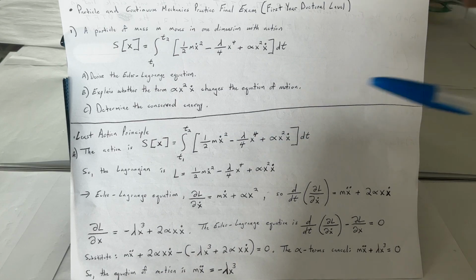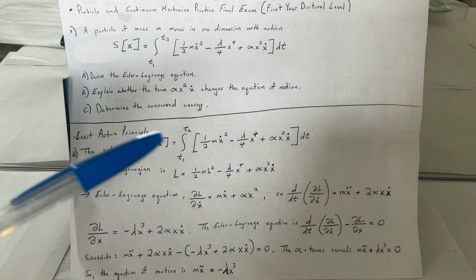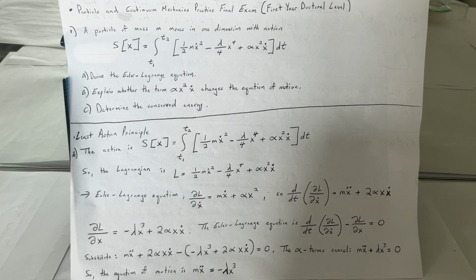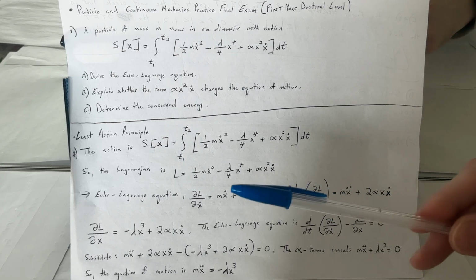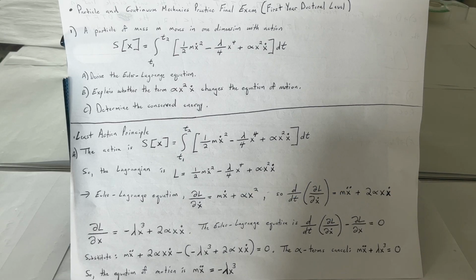So the action here, S of x, equals the integral from t sub 1 to t sub 2, bracket 1/2 m x dot squared minus lambda over 4 x to the fourth plus alpha x squared x dot, close bracket dt. So the Lagrangian is L equals 1/2 m x dot squared minus lambda over 4 x to the fourth plus alpha x squared x dot. And moving on, the Euler-Lagrange equation: the partial derivative of L with respect to x dot equals m x dot plus alpha x squared.